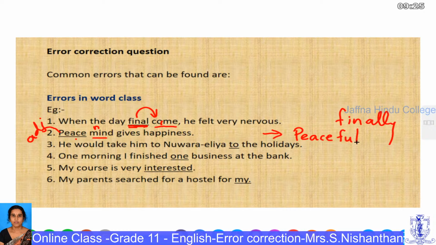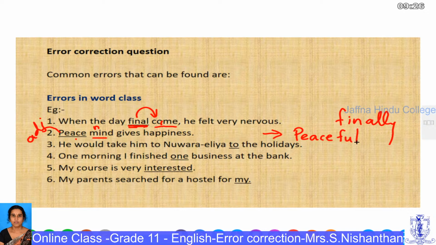You have to change the word class. Verbs change as nouns, or the adjectives should be changed as adverb. According to their function in that particular sentence or the instance, you have to find out in which word class they belong. In the word class, in the function you have to decide. Look at the third one. He would take him to Norelia to the holidays. Right? He would take him to Norelia to the holidays.